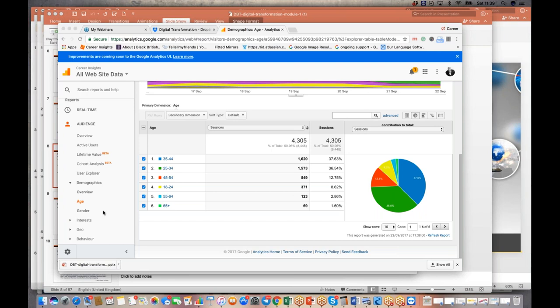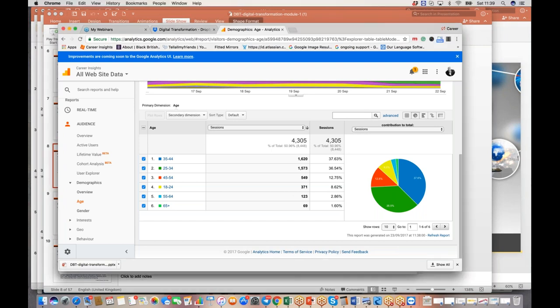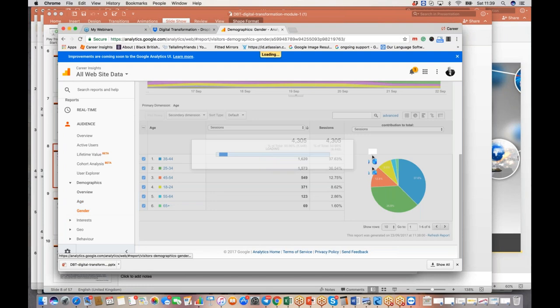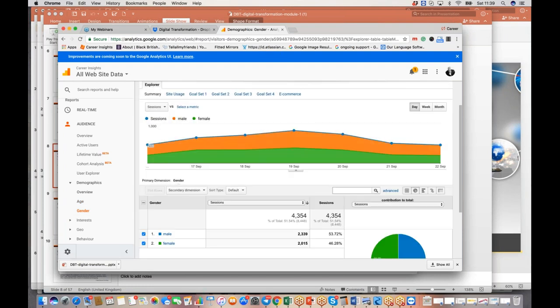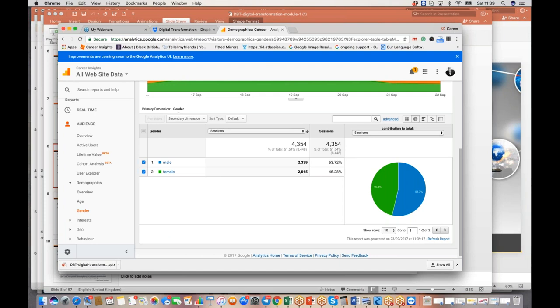So that is what digital technology gives me. It gives me insight. It enables me to know what I'm doing. And then when I look at the gender, you will see that it's almost equal, okay? But we have more men on our platform than we have women. So let's look at this over here. We have male, 53%, and female, 46%. Now, most likely, that is actually true.